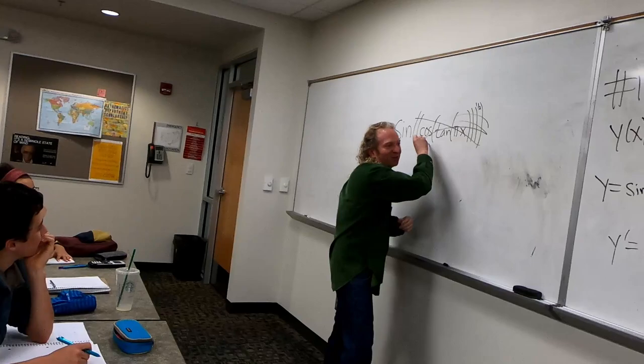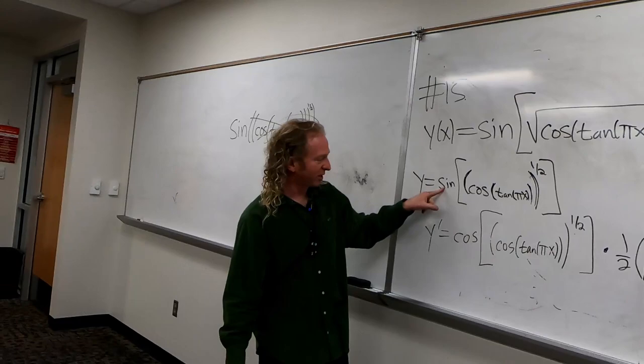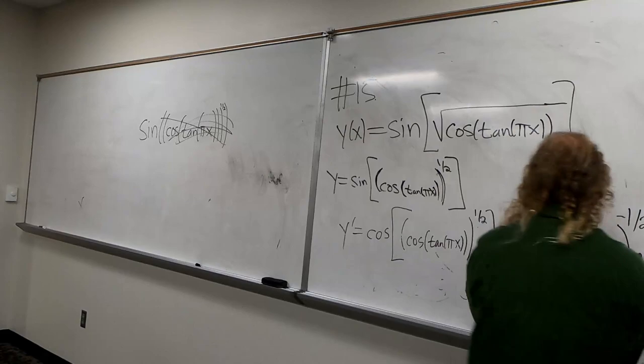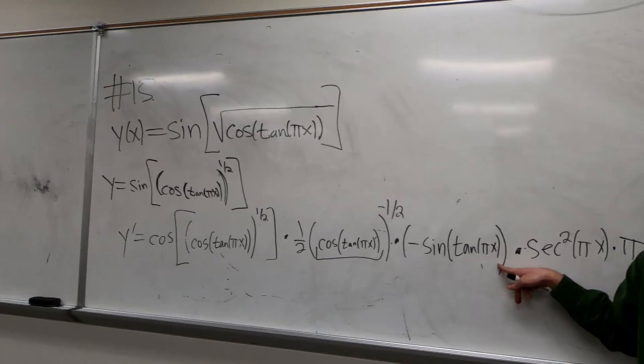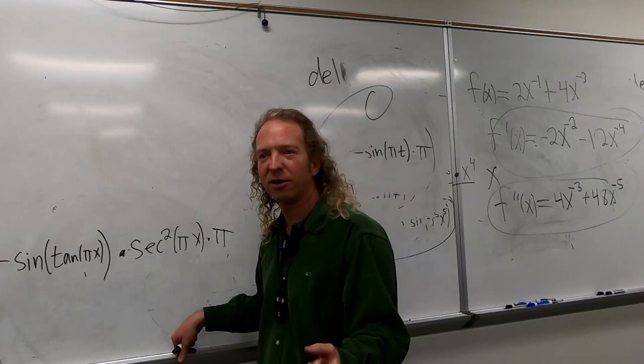So the derivative of sine is cosine. Leave the inside untouched. Put the 1/2 in the front, leave the inside untouched, subtract 1. Derivative of cosine is negative sine, leave the inside untouched. Derivative of tangent is secant squared, leave the inside untouched. How many chain rules was that? 4? 5? Okay, it was a lot. We're not done, we have to simplify it.